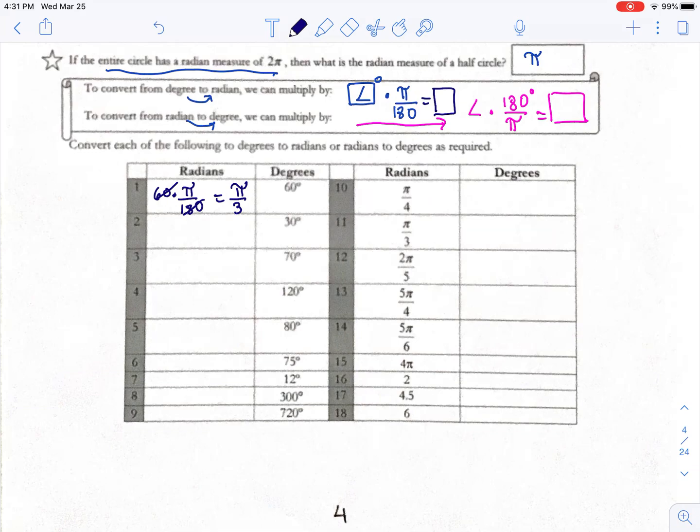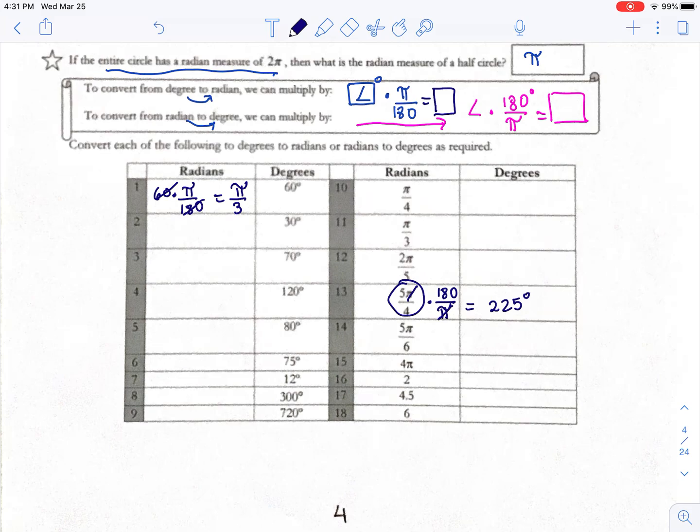Okay, now if I wanted to go backwards and convert 5 pi over 4 to degrees, I would this time multiply by 180 over pi. It is easy to see that the pi's cancel out. And if you multiply across 5 times 180 divided by 4, you get a degree measure of 225 degrees.